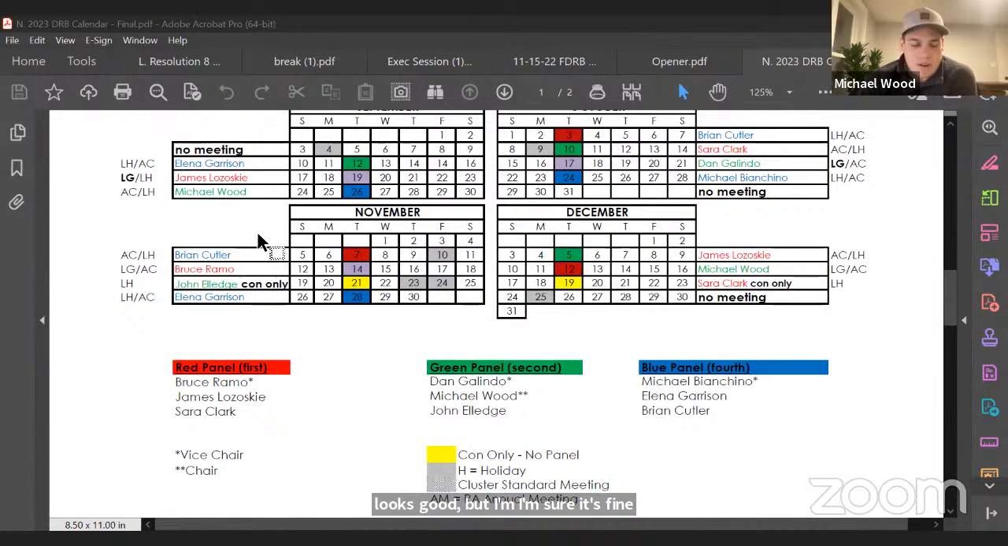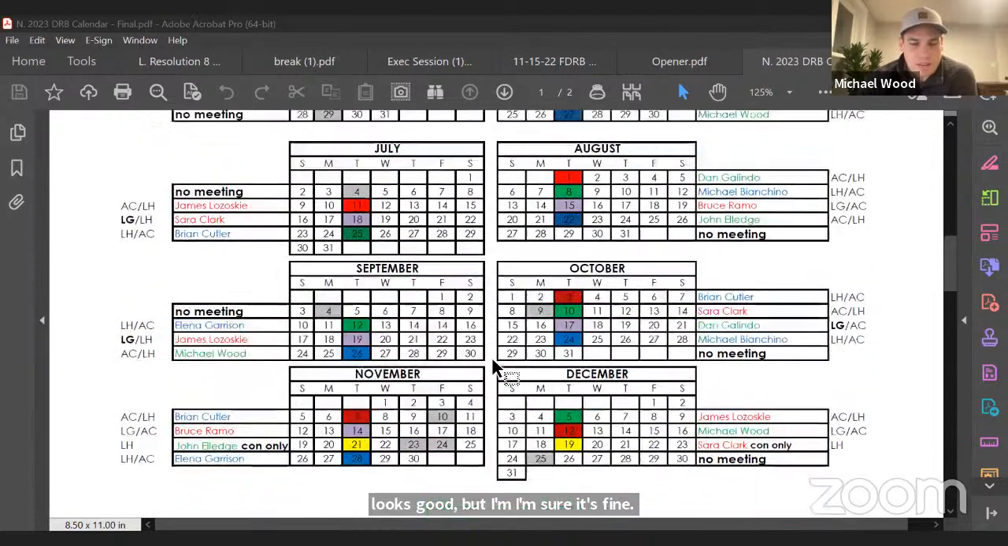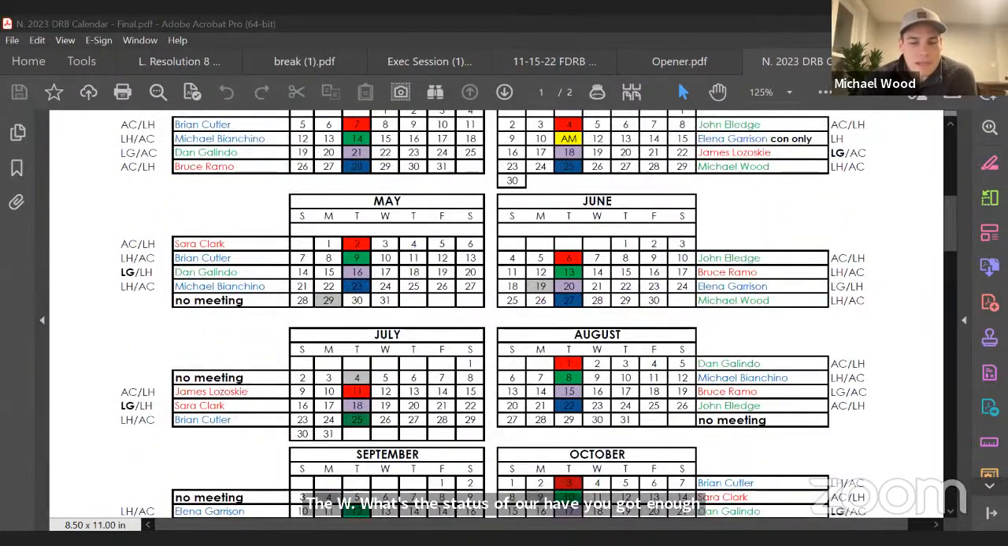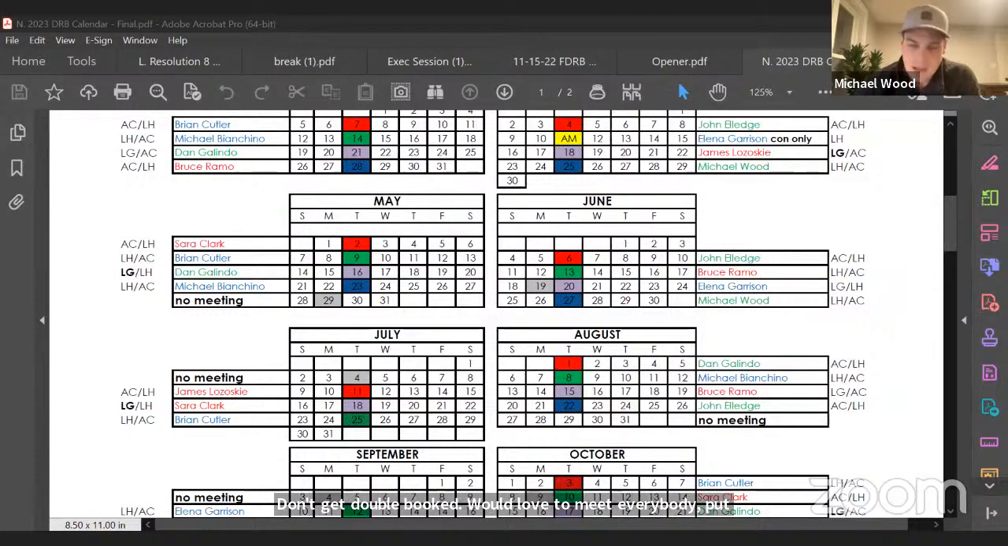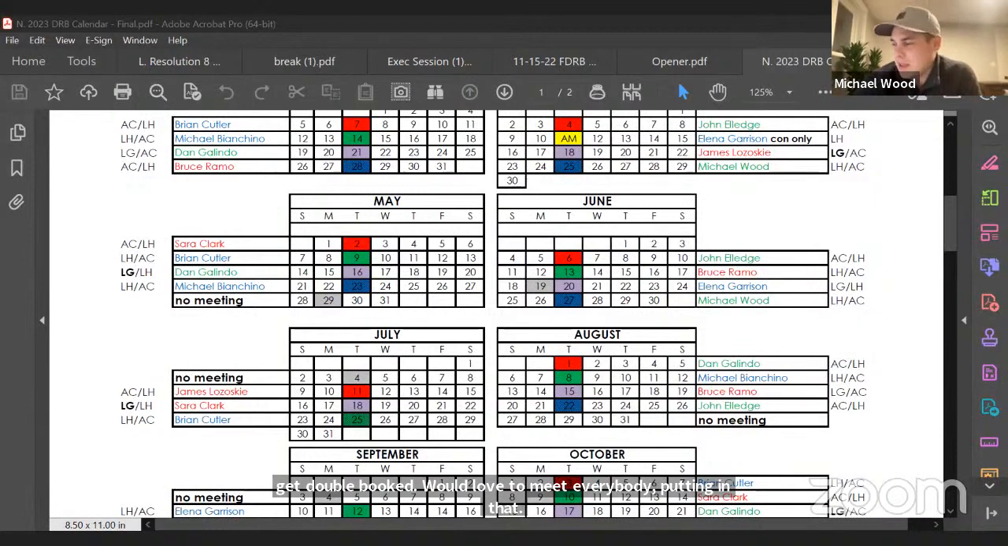What's the status of our, LaShonda, have you got enough feedback on our social meetup plan? Yeah, it looks like everyone is available on December the 12th. So that seems like the day. December 12th. Okay. So people put that in your calendar. Don't get double booked. Would love to meet everybody. That's a Monday. And then do you guys have anything else?